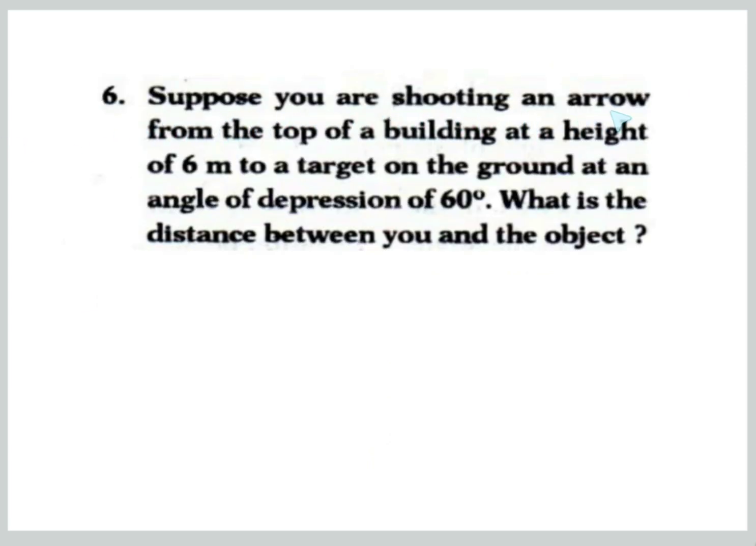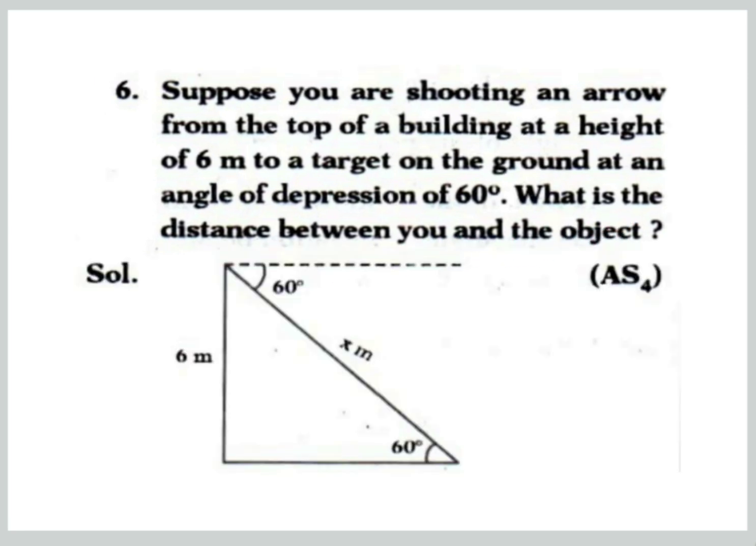Suppose you are shooting an arrow from the top of a building at a height of 6 meters, at a target on the ground, at an angle of depression of 60 degrees. What is the distance between you and the object? This is a building. Its height is 6 meters. The angle of depression is 60 degrees. So it is equal to the angle of elevation, 60 degrees, x meters.